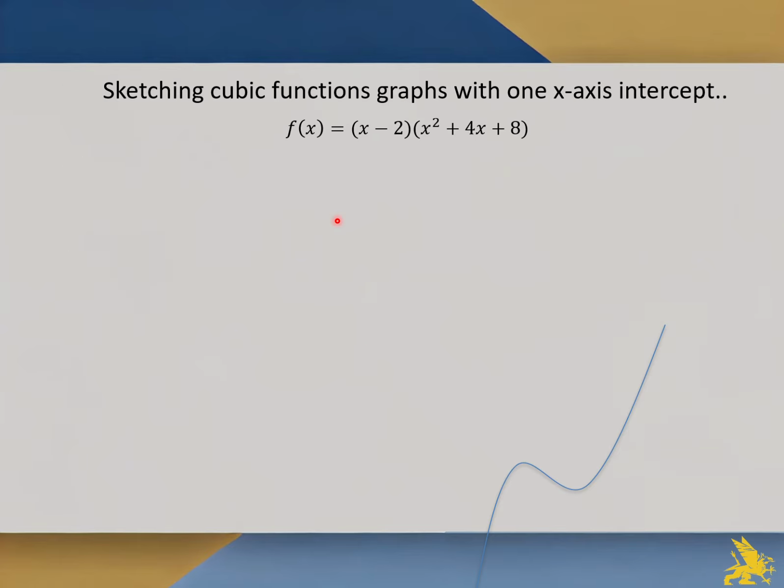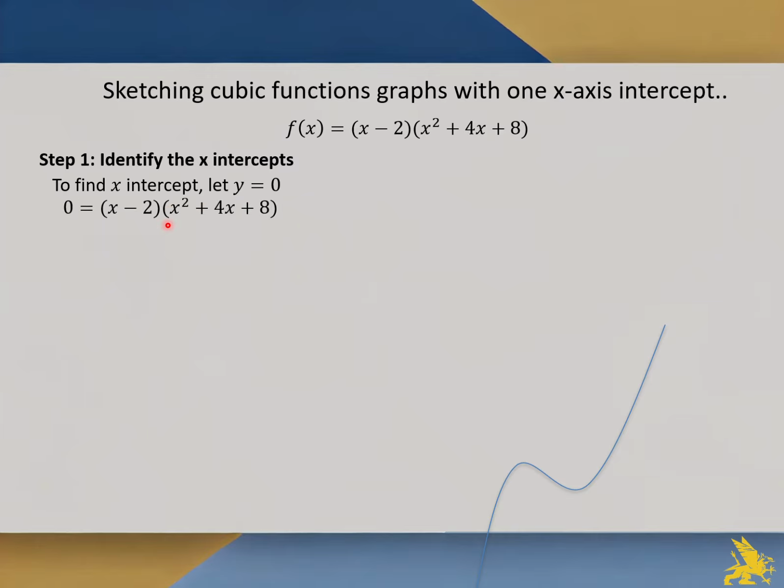Okay, so next question, we've got sketching cubic function graphs with one x-axis intercept. So let's look at this question. We've got f of x is equal to x minus 2, and then we've got x squared plus 4x plus 8 in brackets. So if we wanted to identify the x-intercepts, we need to make y equals 0, and we've got 2 options. We can look at the first part, x minus 2 equals 0. That gives us x equals 2. Is a root.